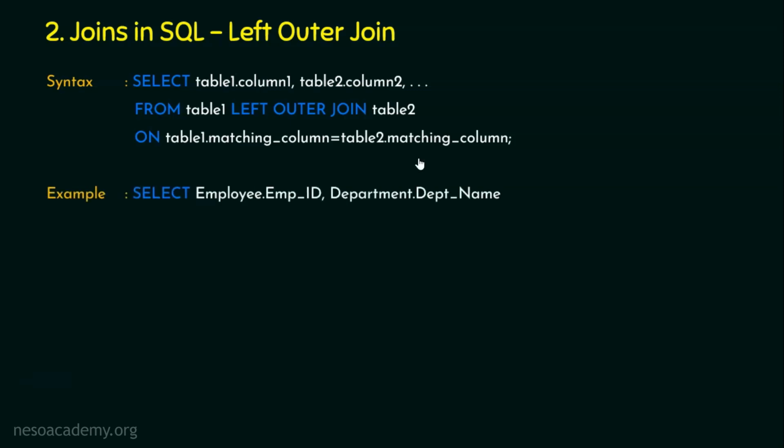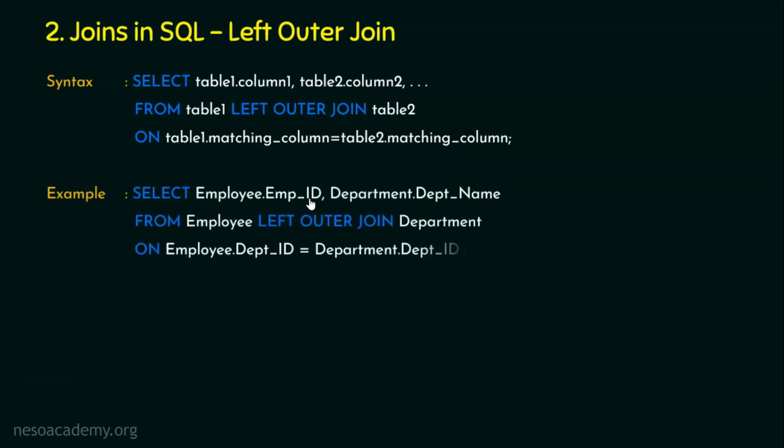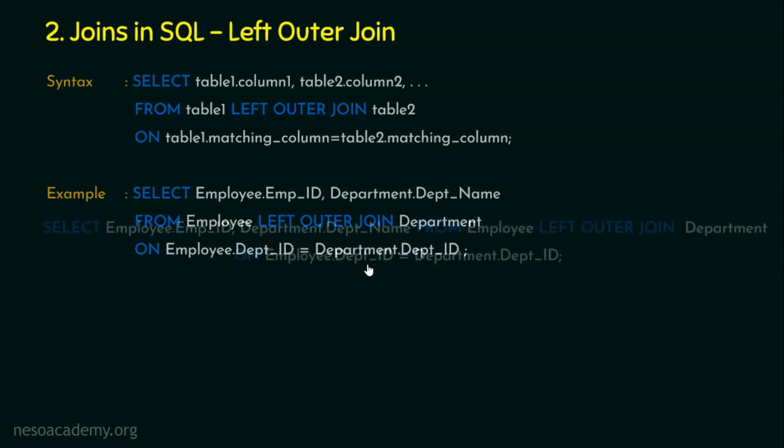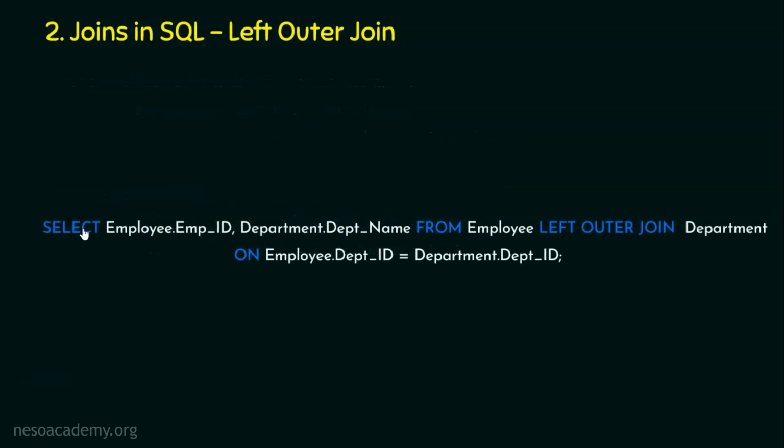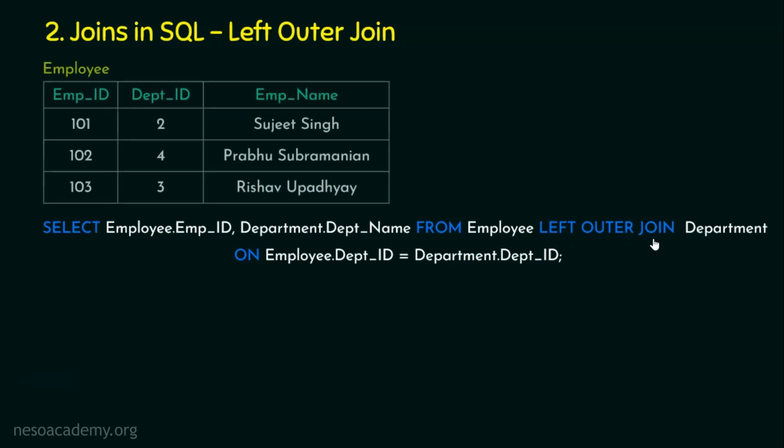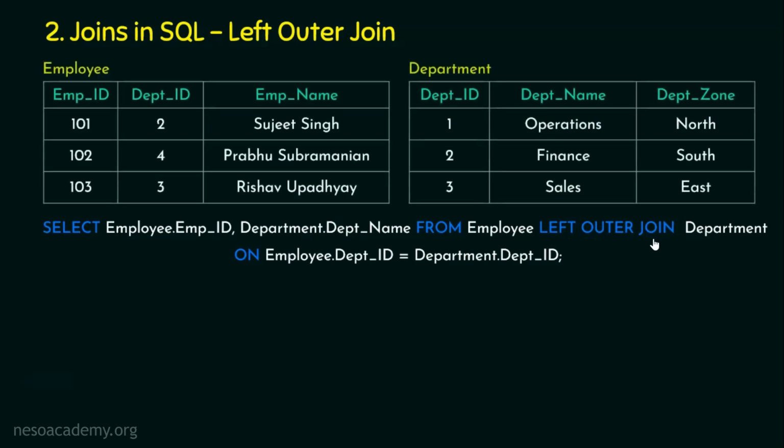Let's see the example. Selecting employee tables, employee ID, department tables, department name from employee left outer join department. On the join condition, employee's department ID should be equal to department's department ID. Let me bring in the same example to the next slide like this. The same example, you can see it here, but this time it's left outer join. Now let me bring in both the tables, the employee table and the department table.